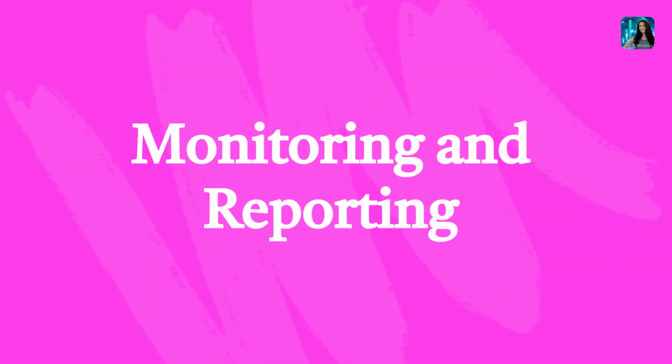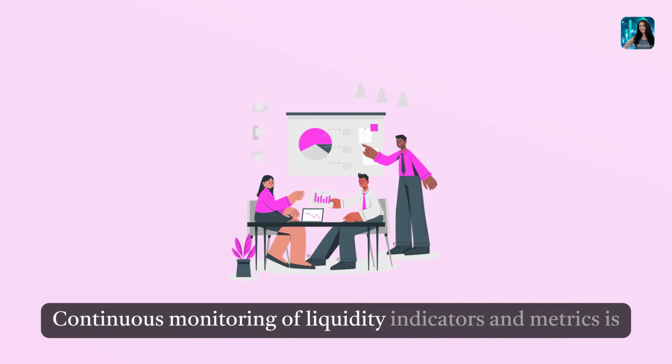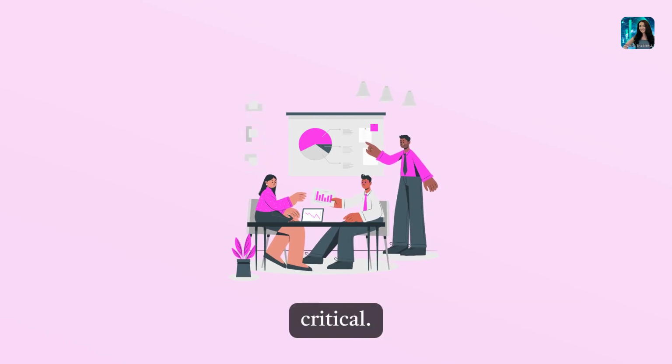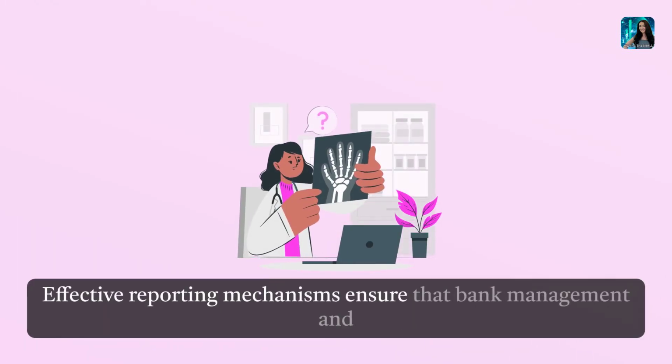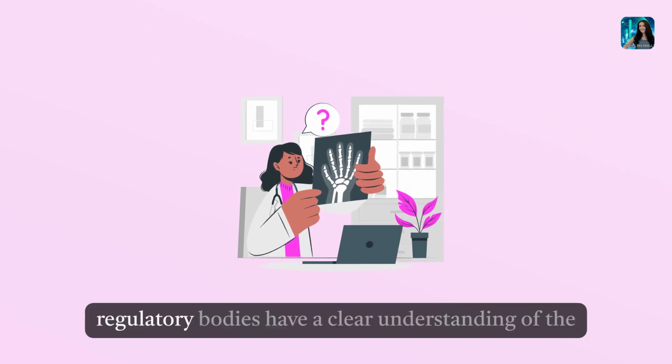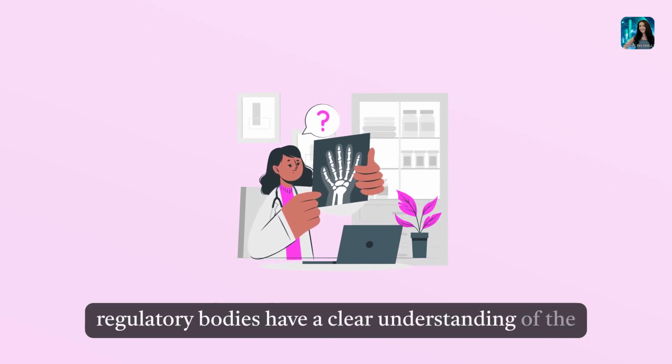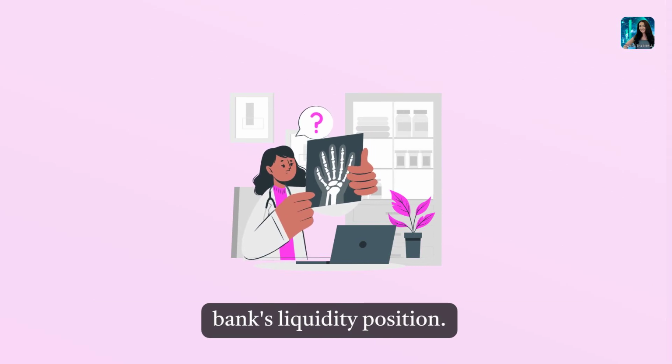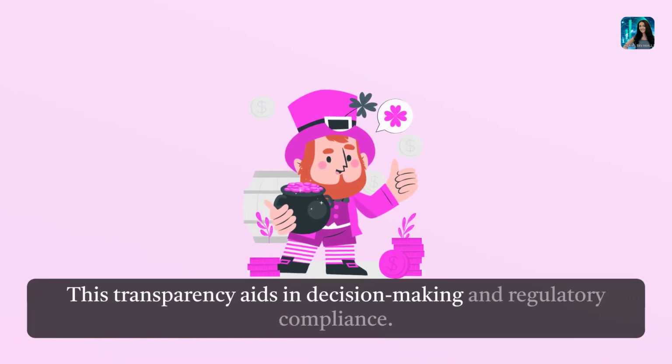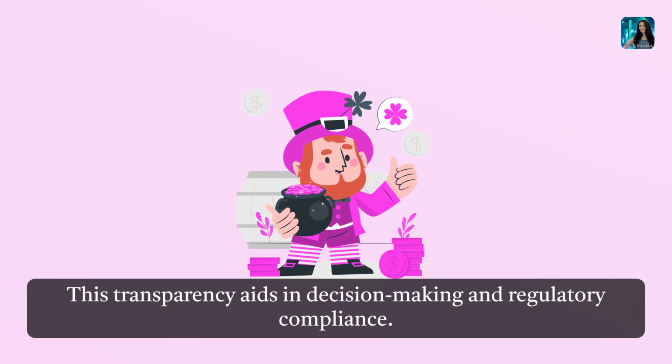Monitoring and reporting. Continuous monitoring of liquidity indicators and metrics is critical. Effective reporting mechanisms ensure that bank management and regulatory bodies have a clear understanding of the bank's liquidity position. This transparency aids in decision-making and regulatory compliance.